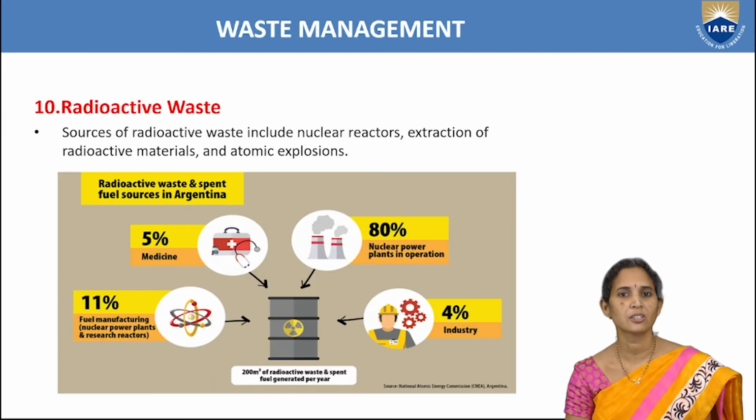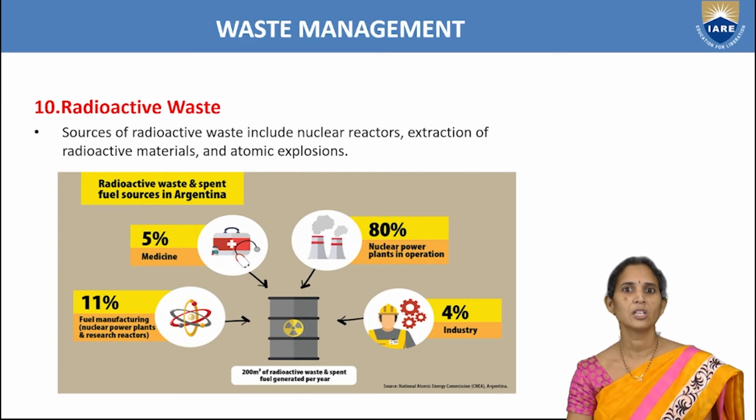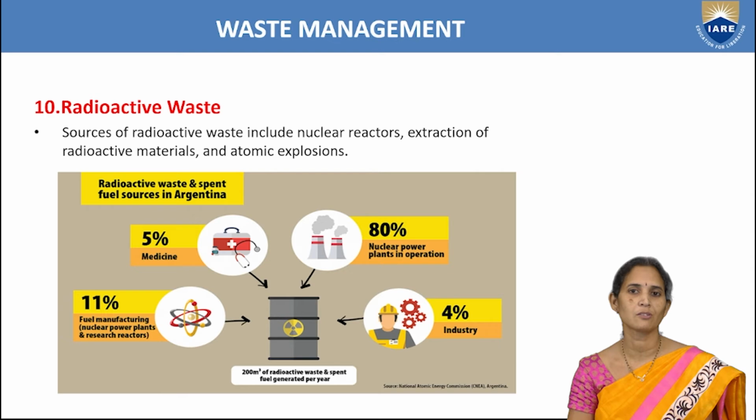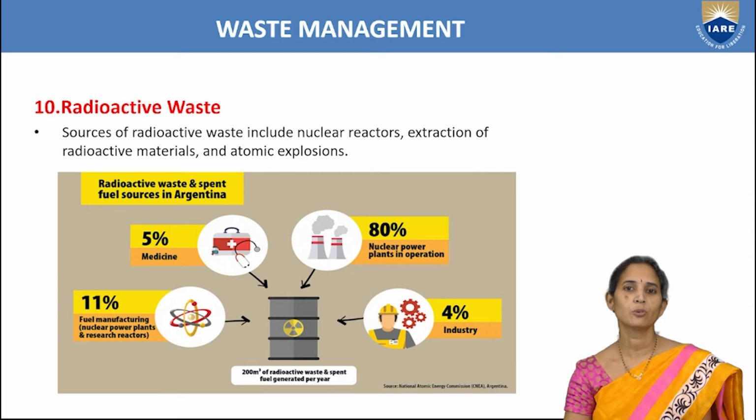Now next is radioactive waste. Sources of radioactive waste include nuclear reactors, extraction of radioactive materials, and atomic explosions. Where nuclear reactors and nuclear industries are there, we will definitely get radioactive waste. If we throw that radioactive waste on the surface of the soil, the soil is polluted. So when we go for crop cultivation in the agricultural field, the plants will not grow properly, because of the radioactive waste.